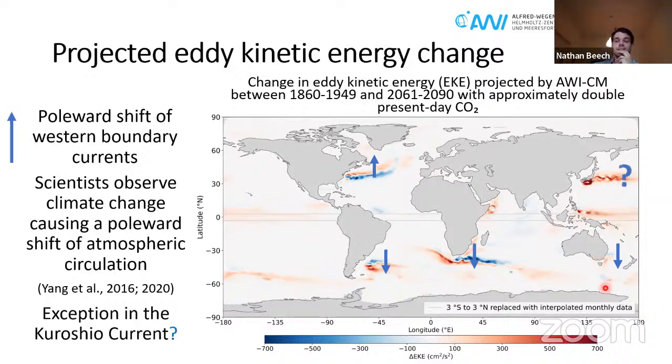And another interesting thing, though, is that in this climate model, in these simulations, the Kuroshio current right here is an exception, so we don't see it shifting poleward. So it'll be interesting to see what actually ends up happening there, because we have a bit of a contradiction.